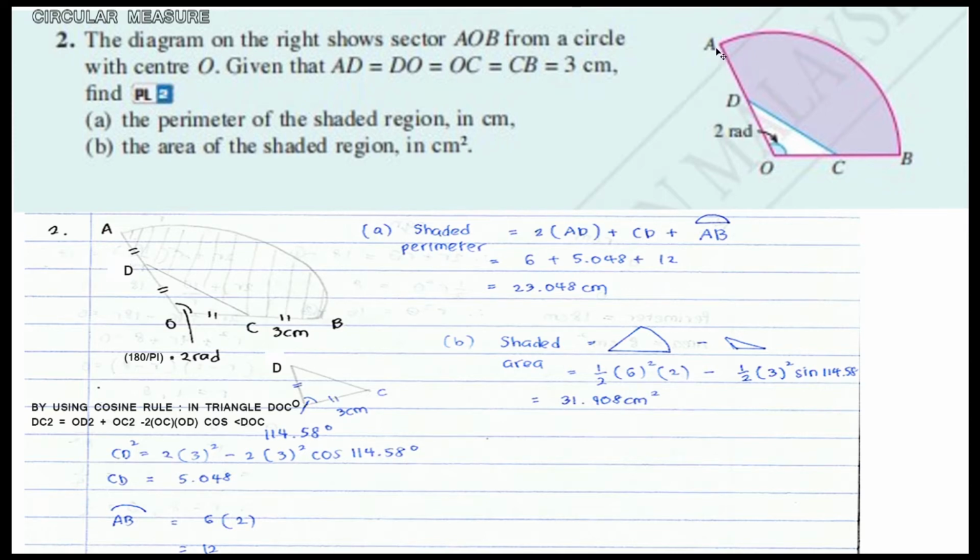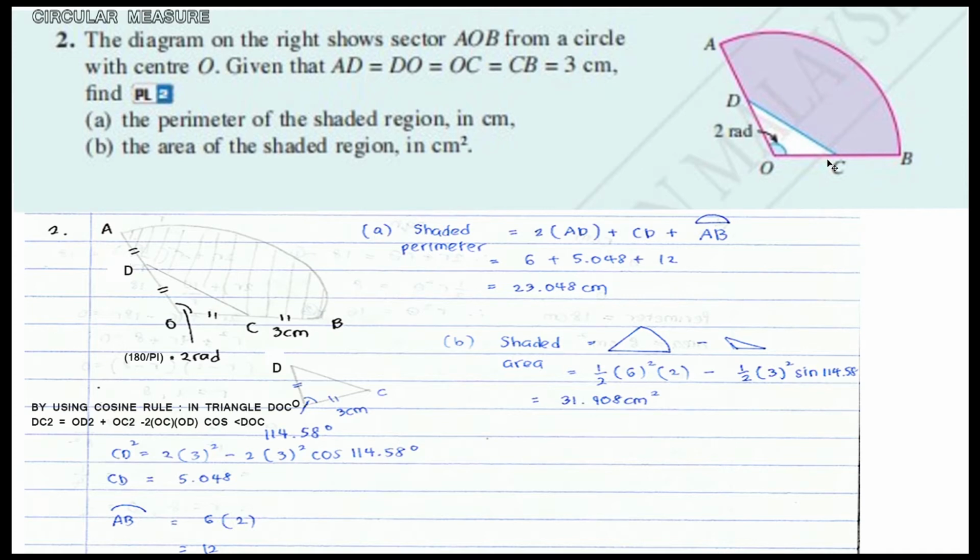In order to find the perimeter, you have to add this length AD plus DC plus CB plus the length of the arc AB. Since AD is equal to CB, instead of writing CB, I can write AD, that is 2 times AD. Shaded perimeter is 2 times AD plus CD, this length CD, plus the length of the arc AB. Length of the arc is represented by this symbol AB. Now 2 times AD is given to be 3 centimeter, 2 times 3 is 6 plus this length CD. Now you need to find out this length.